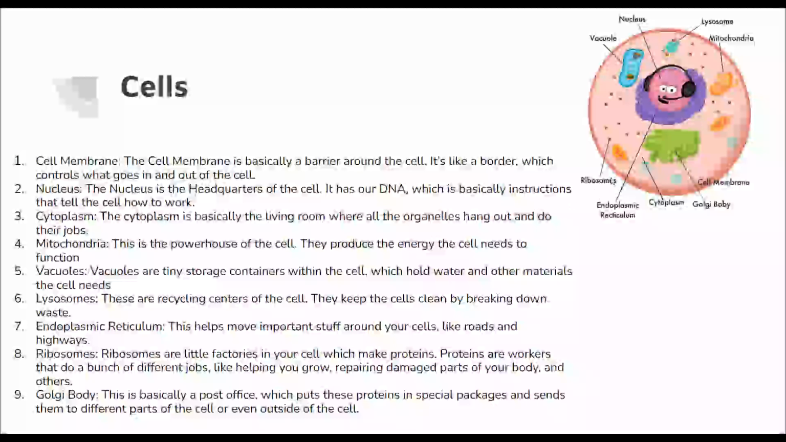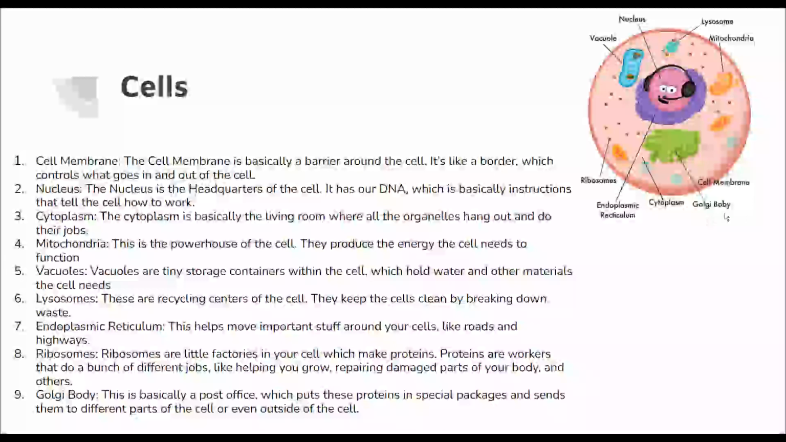Then we have the vacuoles. The vacuoles are these blue structures over here. Typically, there are multiple in a cell. They're tiny storage containers within the cell, and they hold important stuff the cell needs, such as water and other materials.